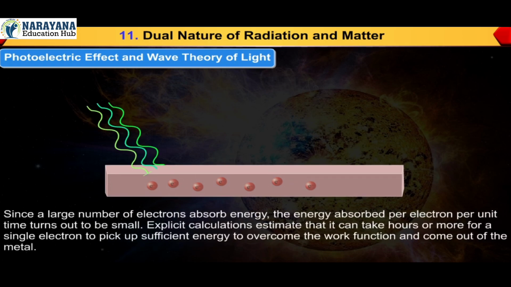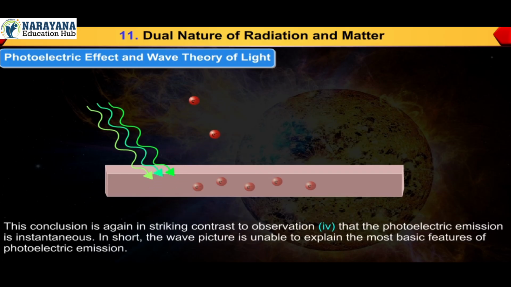Since a large number of electrons absorb energy, the energy absorbed per electron per unit time turns out to be small. Explicit calculations estimate that it can take hours or more for a single electron to pick up sufficient energy to overcome the work function and come out of the metal. This conclusion is again in striking contrast to observation 4, that the photoelectric emission is instantaneous. In short, the wave picture is unable to explain the most basic features of photoelectric emission.